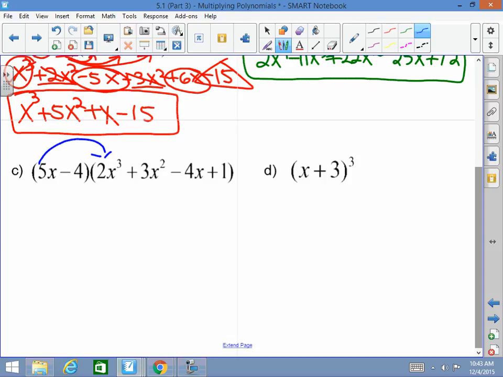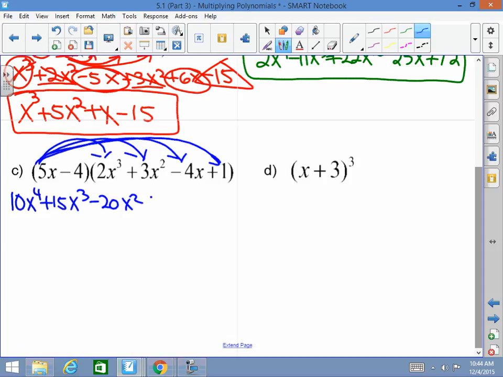5x times 2x cubed is 10x to the fourth. Excellent. Tell me. Yes, 15x cubed. Yes, negative 20x squared. Yes, 5x. Negative 8x cubed. Great. Negative 12x squared. Negative 16x. X positive. Good. Thank you.